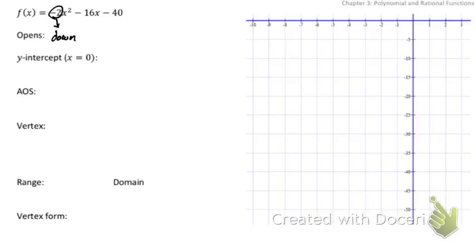To find my y-intercept, I plug 0 in for my x's. So that'd be negative 2 times 0 squared minus 16 times 0. That's all zeros, and I'm left with negative 40. So my y-intercept is actually just, negative 40, because if I plug zeros in, I just get out a negative 40. That's a 4, not a 40. There we go. So we have y-intercept at 0, negative 40. I'm going to go ahead and plot that.